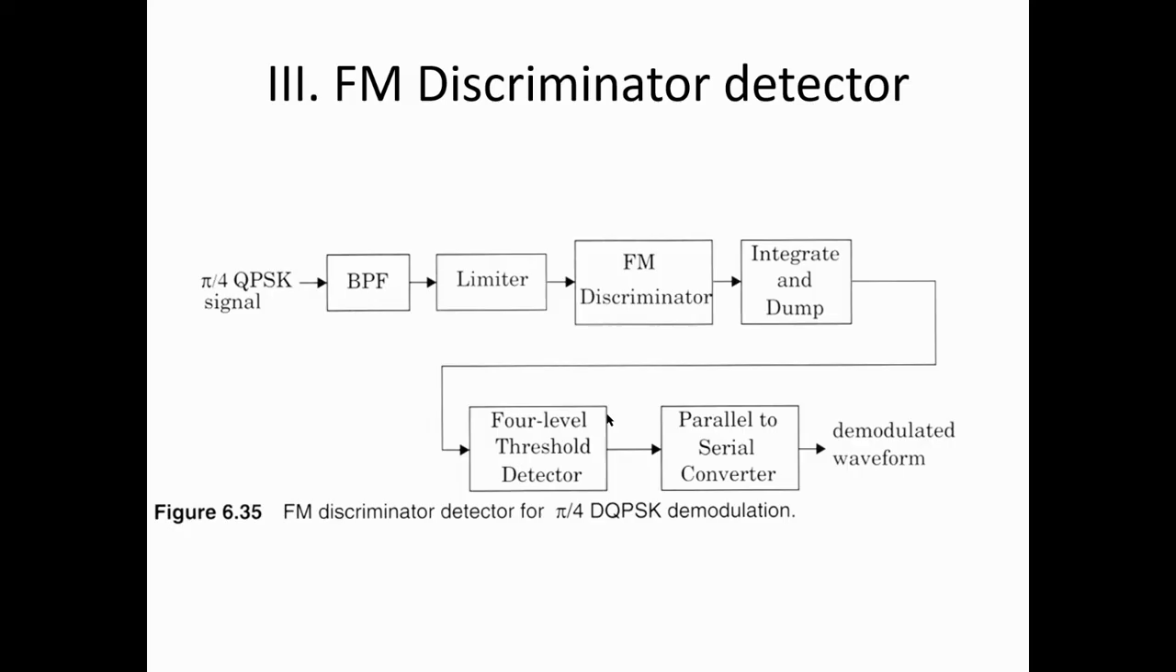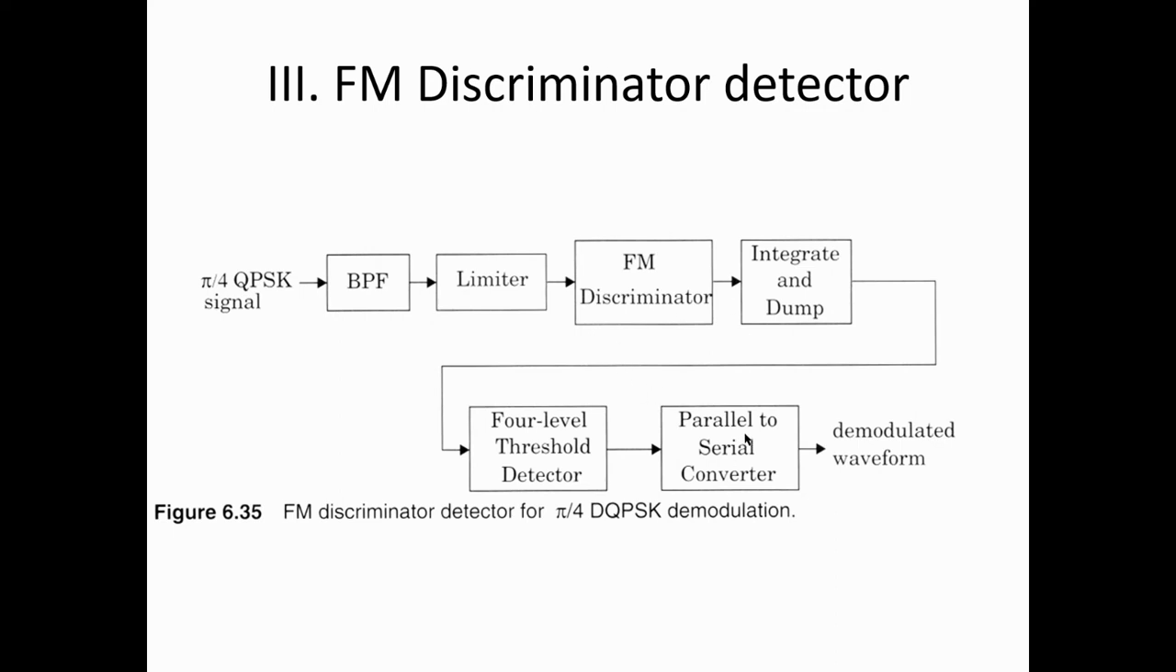Okay, and then we have an integrate and dump. It is used to extract the phase difference. So the FM discriminator is used to detect the frequency deviation, and this integrate and dump is used to detect the phase deviation of the signal. So we are deriving the phase deviation and the frequency deviation of the signal. Finally, we are giving these two to the threshold level detector. This threshold level detector detects the signal based on the phase difference, and it divides the signal into in phase component and quadrature phase component in the parallel and serial converter. Finally, the received signal will be obtained as the demodulated waveform.